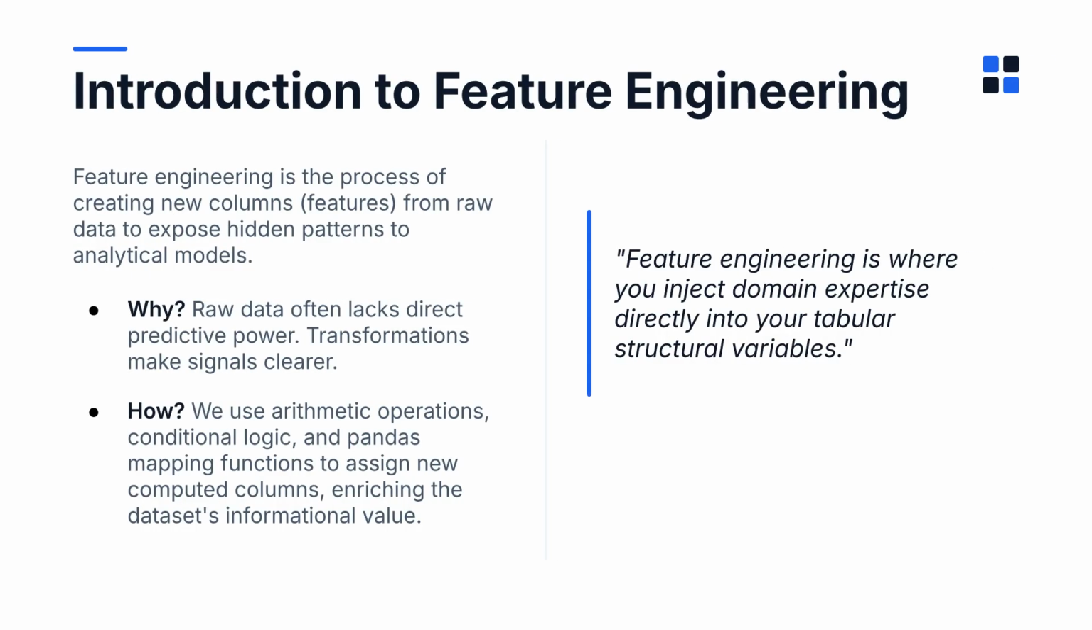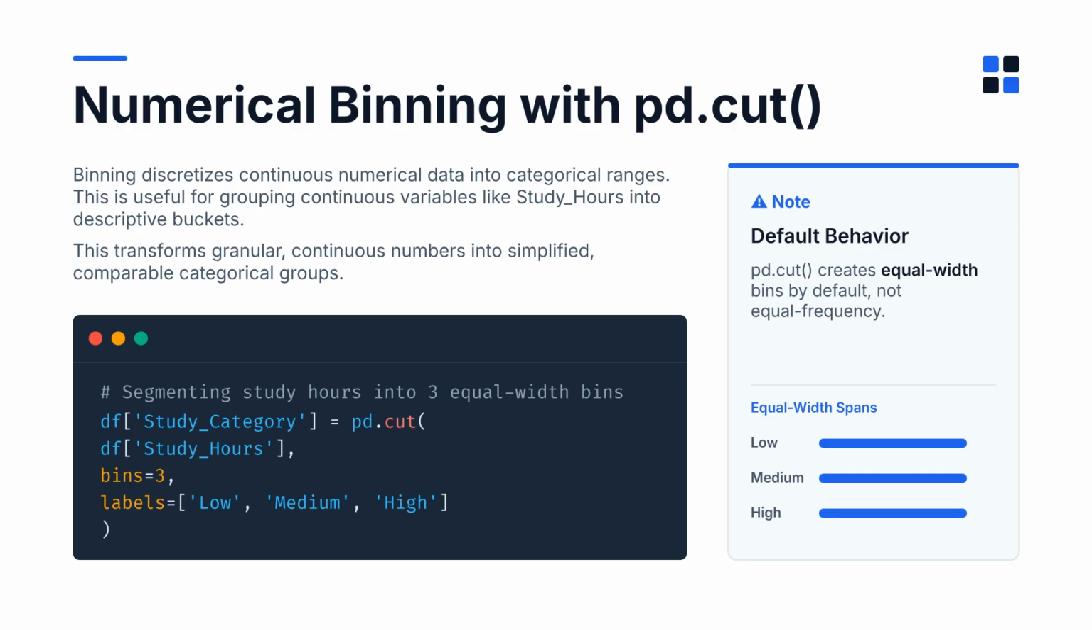By creating new features, you help analytical models better understand hidden patterns in raw data. Finally, use pd.cut for numerical binning to discretize continuous data like study hours into categorical groups. This process can significantly simplify your analysis.